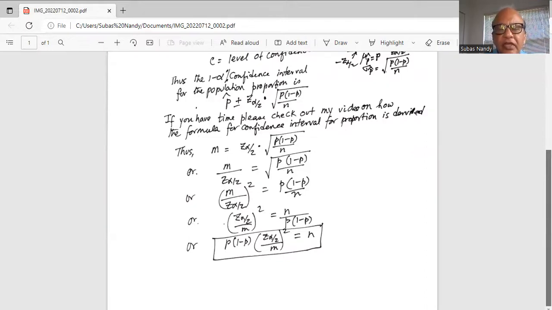So the left-hand side then becomes 0.5 multiplied by 0.5 times Z alpha by 2 divided by M, squared. So 0.5 times 0.5 is 0.25. So in case we do not know the population proportion for the sample size, we will use the formula 0.25 multiplied by Z alpha by 2 divided by M in parentheses squared. And that is equal to N, the minimum sample size.